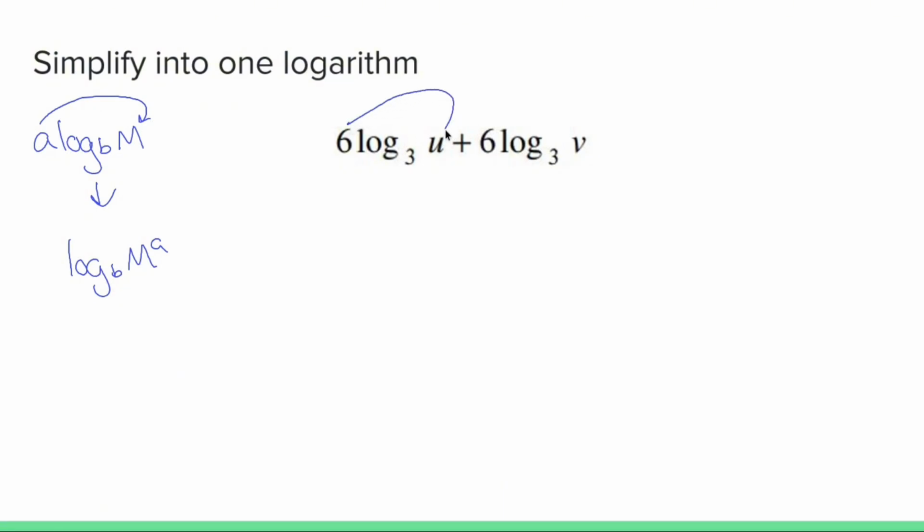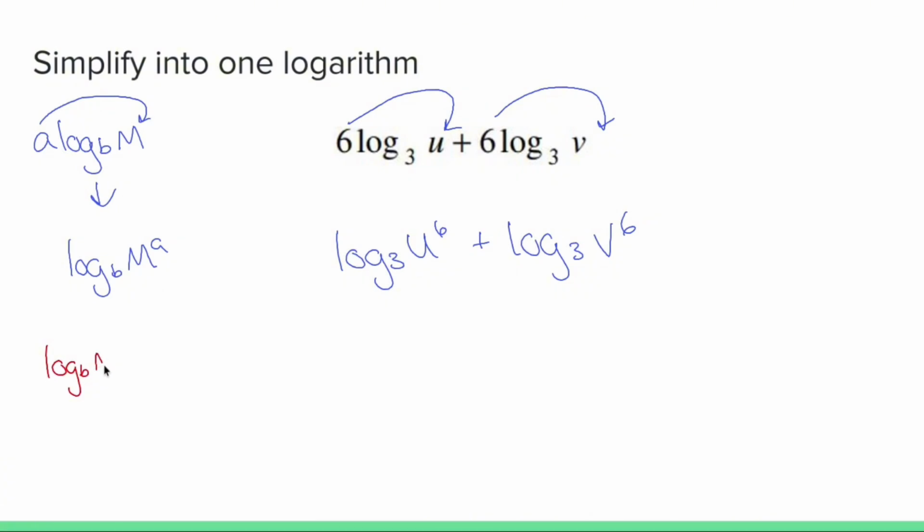So that's the first thing that we're going to do. I have a 6 in front of here that I'm going to move to the u, and I have a 6 in front of here that I'm going to move to the v. So this becomes log base 3 of u to the 6th power plus log base 3 of v to the 6th power. Now, the second rule is that whenever you add logs of the same base, for example log base b of m plus log base b of n, you combine them into one logarithm by multiplying the insides and making it log base b of m times n.